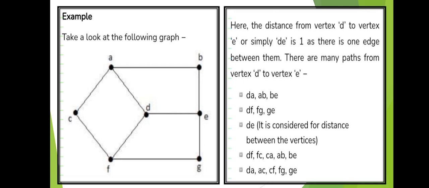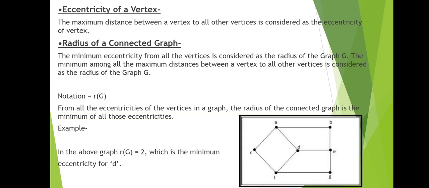Here in this graph we see that the distance from vertex D to vertex E, or simply d(D, E), is 1, as there is one edge between them. There are many paths from vertex D to vertex E. There are DA, AB, BE; DF, FG, GE; DE; DF, FC, CA, ABE; and also many others. Now what is the eccentricity of a vertex? The maximum distance between the vertex and all the other vertices is considered as the eccentricity of a vertex.